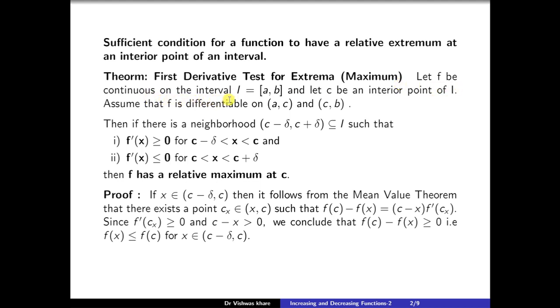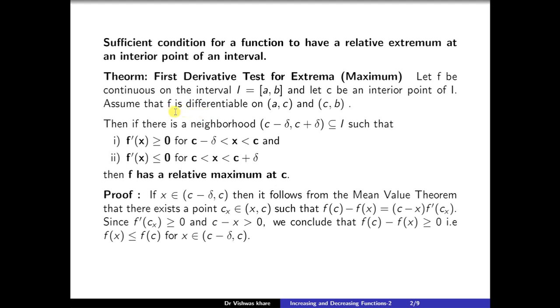Let f be continuous on interval I, which is the closed interval [a, b], and let c be an interior point of I. Assume that f is differentiable on the open intervals (a, c) and (c, b). Then if there is a neighborhood (c minus delta, c plus delta) contained in I such that f dash x is greater than or equal to 0 for c minus delta less than x less than c, and f dash x is less than 0 for c less than x less than c plus delta, then f has a relative maximum at c.